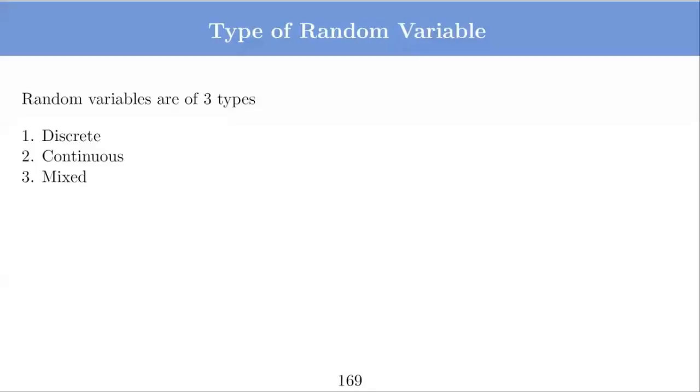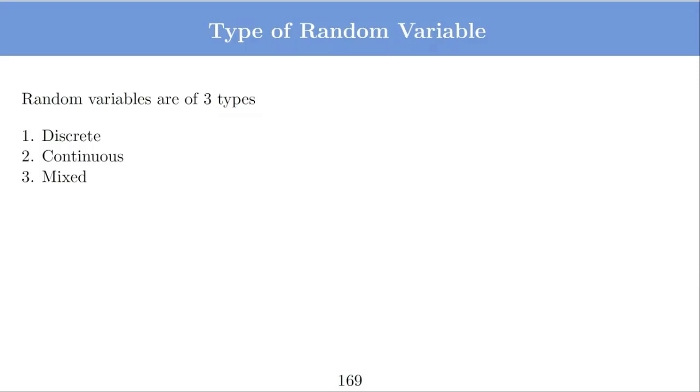So now we will talk about classification of random variables. First classification, we can understand that random variables can be categorized into three types. One are discrete random variable, continuous random variable, and mixed random variable, which have some properties from discrete and some from continuous.